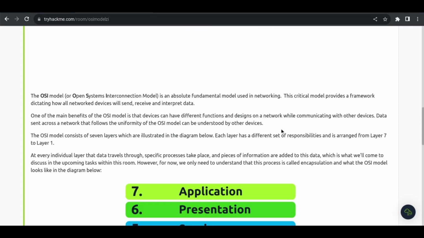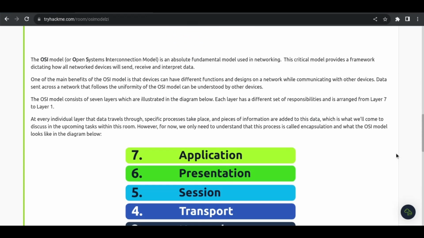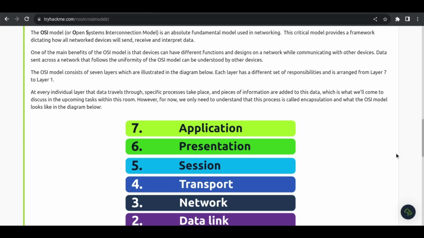Data sent across a network that follows the uniformity of the OSI model can be understood by other devices. The OSI model consists of 7 layers, which are illustrated in the diagram below. Each layer has a different set of responsibilities and is arranged from layer 7 to layer 1. At every individual layer, the data travels through, specific processes take place, and pieces of information are added to this data, which is what we'll come to discuss in the upcoming tasks within this room.